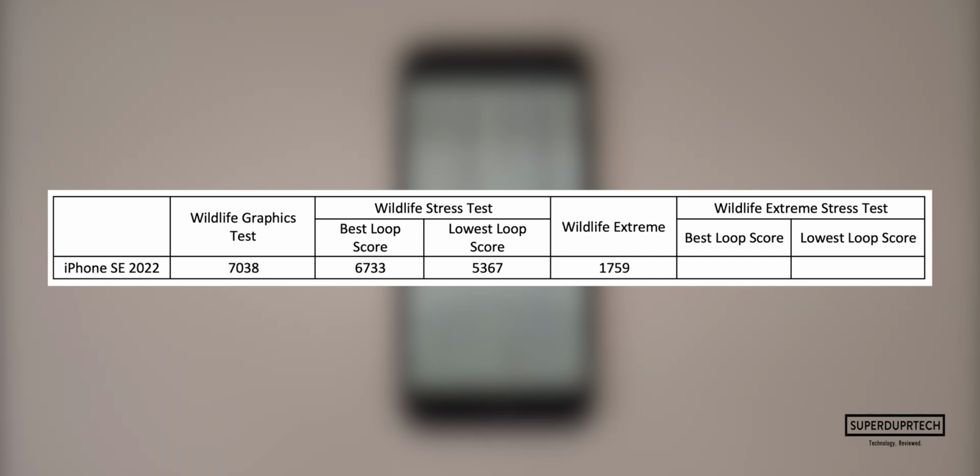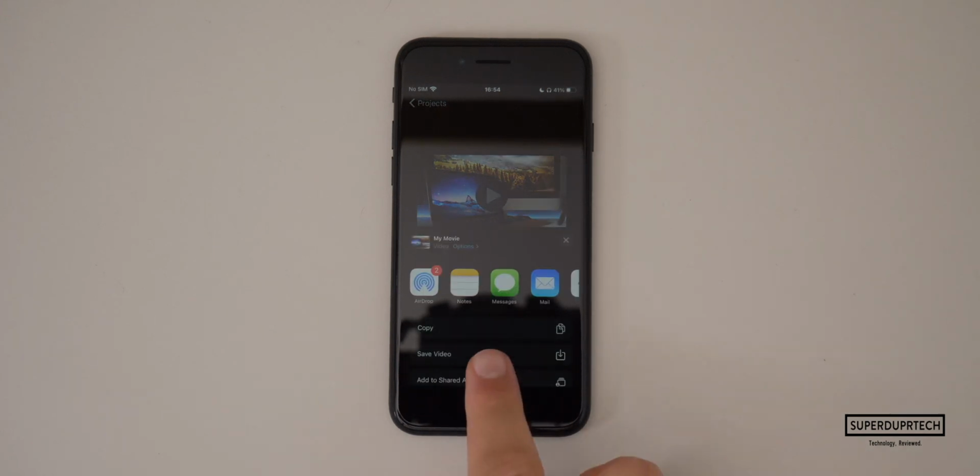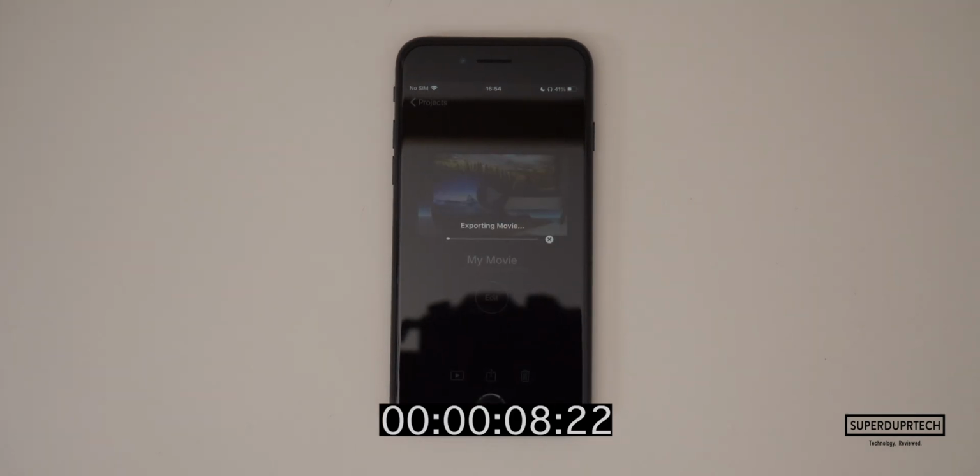was 2,454, and the lowest that I got here was 1,468, which once again is a massive change in performance of over 50%. Perhaps placing this more powerful chip in a smaller device with an inadequate cooling option is impacting the device's performance quite a lot.